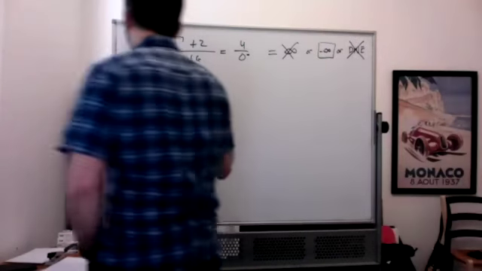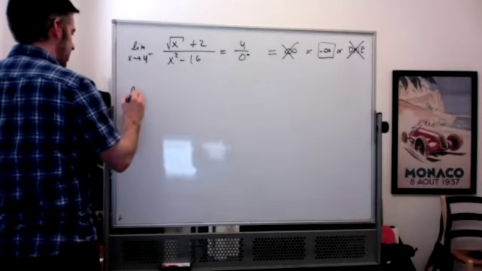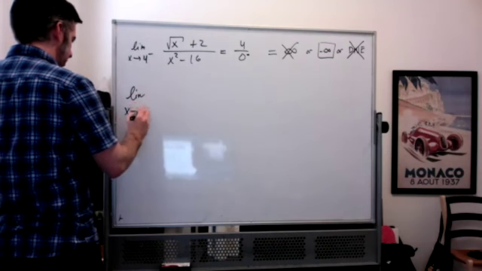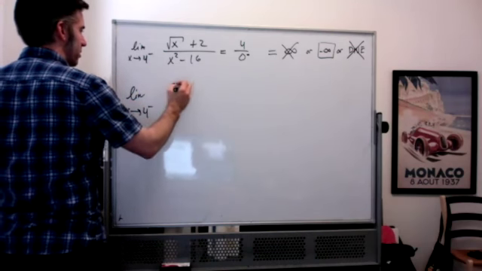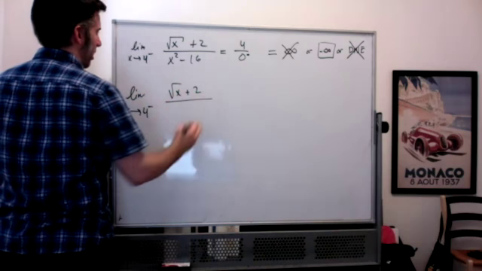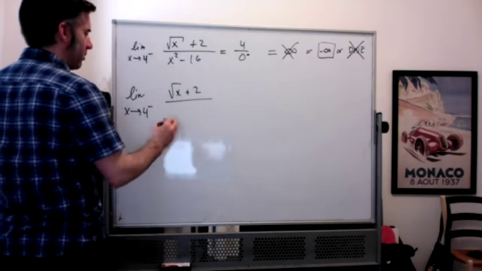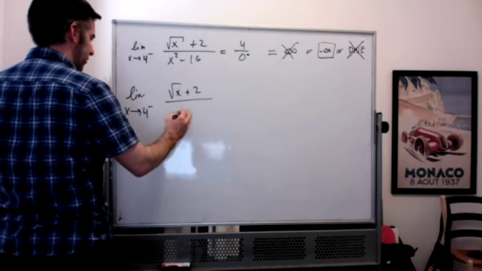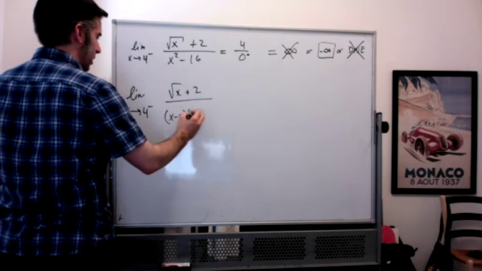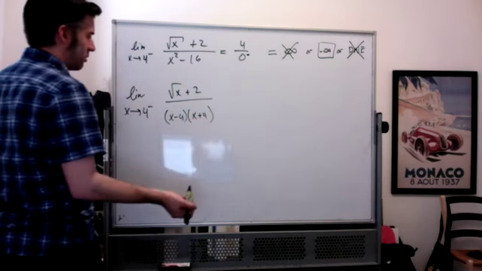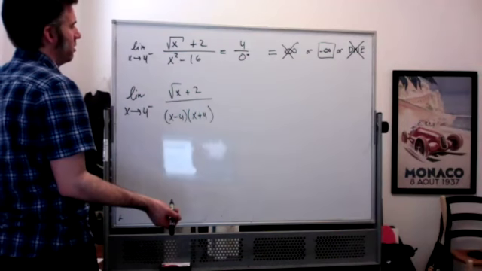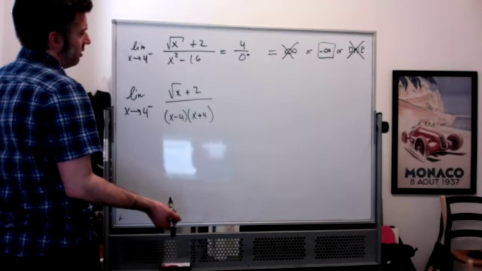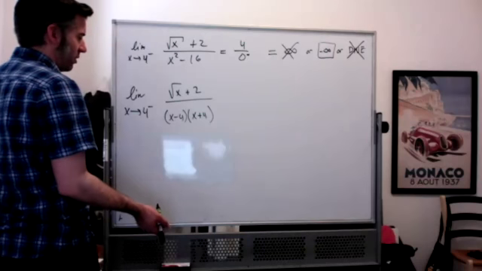Another way you could look at this one, if you want a little bit more in-depthness, is you could factor the denominator. Factor it as x minus 4 times x plus 4. That's really interesting. I hadn't thought about that. It's not really important though.